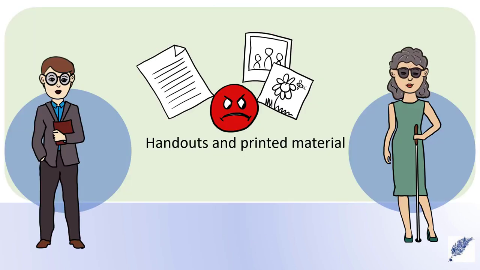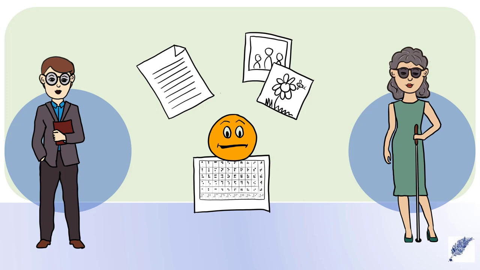Handouts and printed material create the biggest barrier for blind and visually impaired people. One solution could be to provide Braille print. Braille is the written language for blind people. But not every blind person is capable of reading Braille.